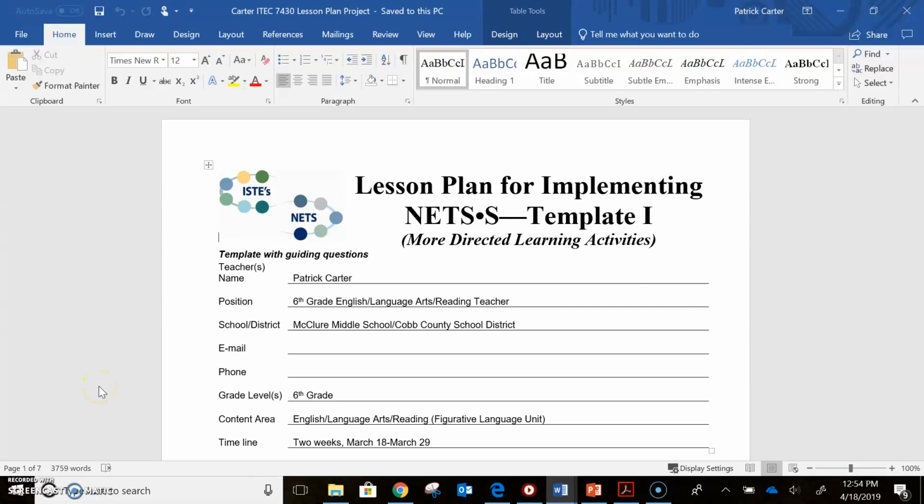This 2-week lesson plan was created for a 6th grade English Language Arts reading class. The main objective of this unit is for students to demonstrate their understanding of different types of figurative language in a way that also helps them to build their technology skills.